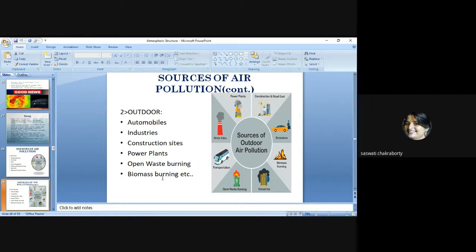And biomass burning. Now, what is biomass burning? It is just like a forest fire, where biomass is burned. The trees are burnt, and they liberate smoke and ash, which are not good. Although it is a natural process and you can't help it, it will cause air pollution.